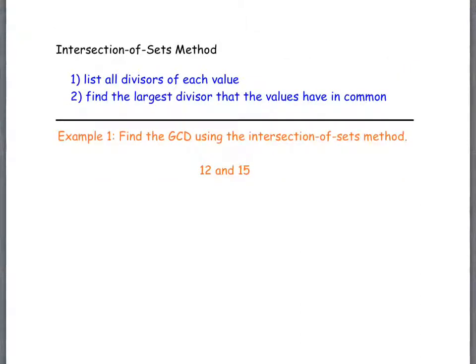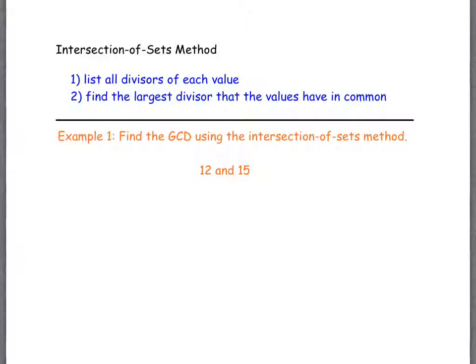So we're going to talk about different methods for finding out if numbers have factors in common or if they're relatively prime. So the first one is the intersection of sets method. The way this method works is you list all the divisors of each value and you pick the one that's the biggest. That's how exciting it is. So you don't list primes. You're not doing anything about prime numbers here. You're just listing all the things that divide it.